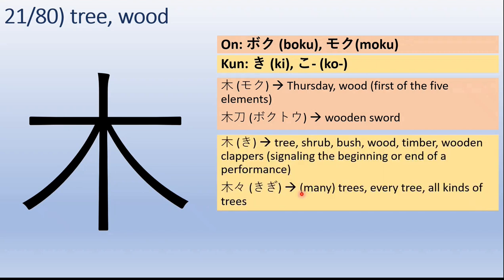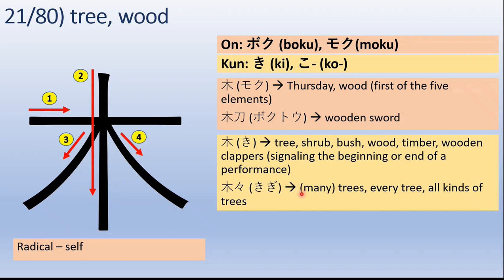In Kun'yomi, tree is called ki, tree or wood, and also shrub, bush, timber, wooden clappers, which are used for signaling the beginning or end of a performance. Then we have kigi. Kigi means many trees or every tree or all kinds of trees. So when a gi is added to ki, it represents many trees. It is a radical in itself, and this is the stroke order. First the horizontal line, then this vertical line, stroke 3 and stroke 4. So in 4 strokes, this kanji will be written.